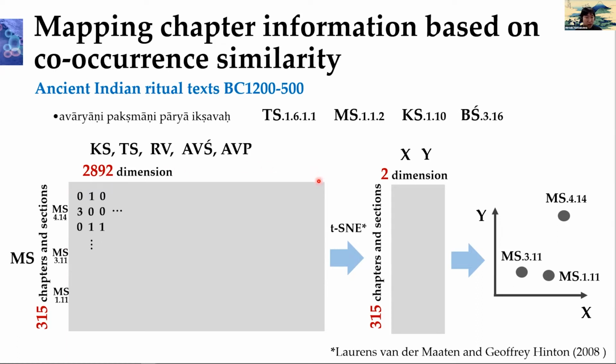So if we map the high dimensional data set to 2 dimensions using dimension reduction methods like PCA or t-SNE, we can get a 2-dimensional map of chapters based on the co-occurrence similarity, as shown in this figure. So we use t-SNE this time for dimension reduction. That is a nonlinear method based on stochastic neighbor embedding.